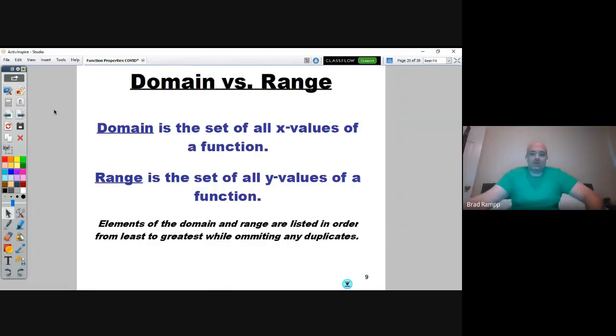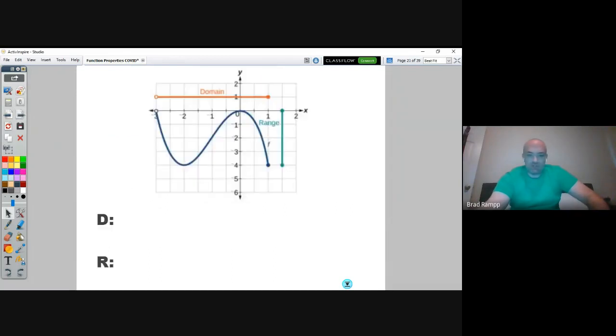Domain range. All right, this is basic. Everyone's got to know it. Let's review it. Domain is the set of all x values of a function, and range is the set of all y values of a function. Elements of the domain and range are listed in order from least to greatest while omitting any duplicates.